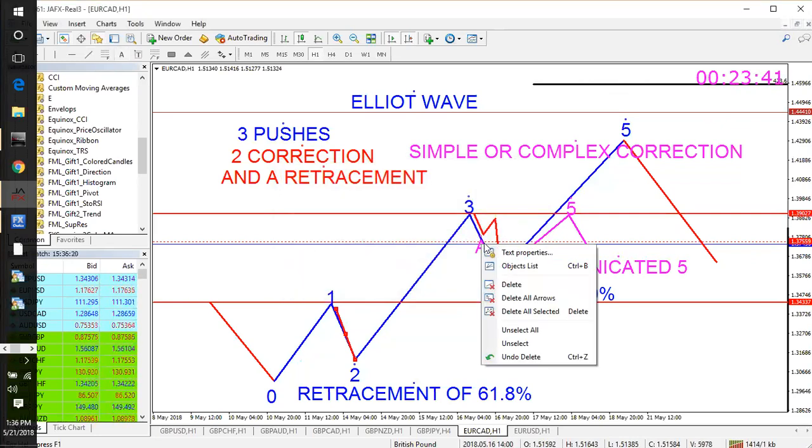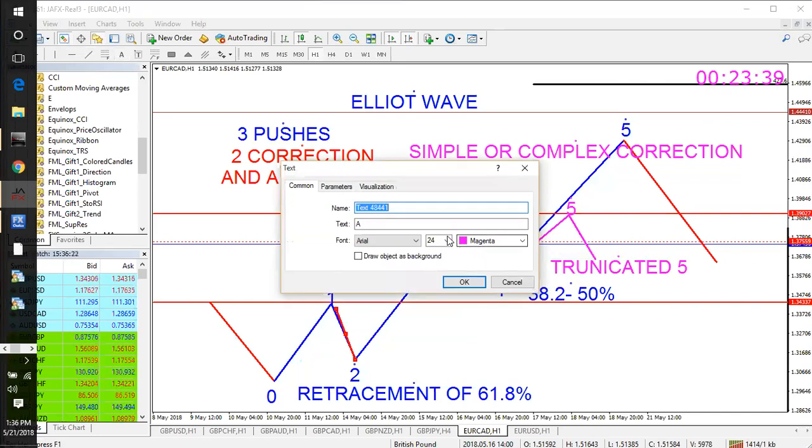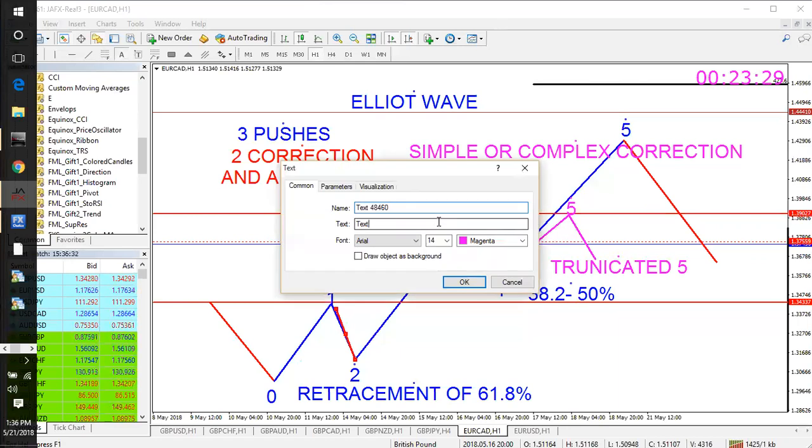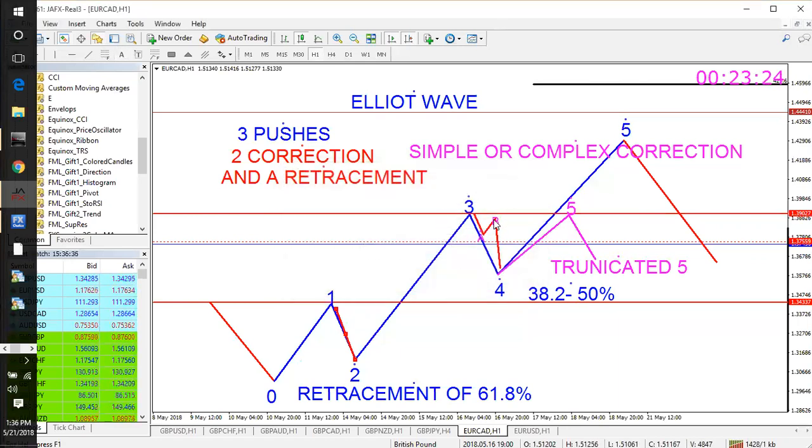Let me make this small. Make it about 14 because it's very small in your chart. I'm going to show you everything right away. This will be A, and this is going to be B, point B. ABC correction, and this will be C.